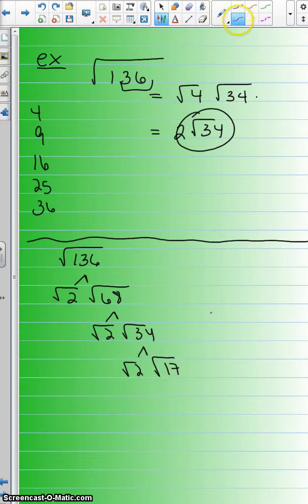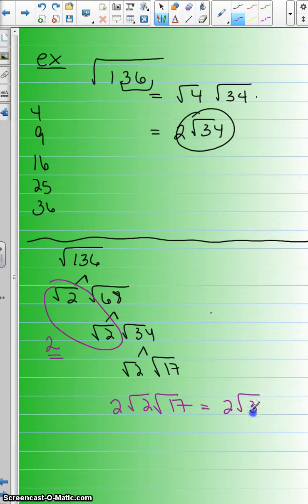So now I'm going to look for my repeats. There's a repeated 2, so I get square root of 2 times square root of 2 just gives me plain 2. No repeats here, so I'm going to have to put these back together. So I really have 2 square root of 2 square root of 17, which is 2 square roots of 34. So notice the same answer, two different methods.